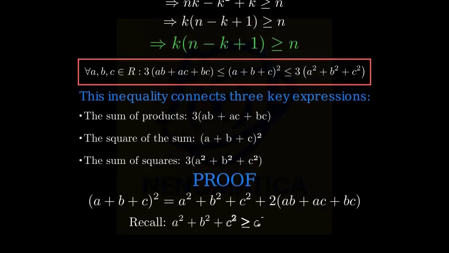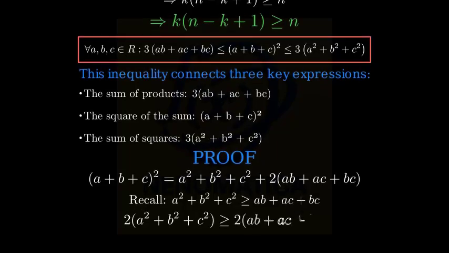We recall the AM-GM inequality, which tells us that a squared plus b squared plus c squared is greater than or equal to ab plus ac plus bc. This is a fundamental inequality in mathematics. Using this inequality, let's multiply both sides by 2. We get 2 times (a squared plus b squared plus c squared) is greater than or equal to 2 times (ab plus ac plus bc).